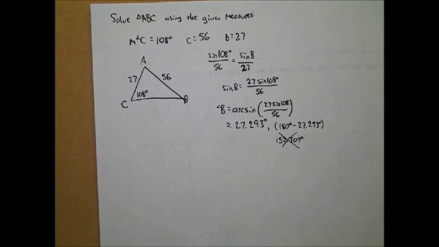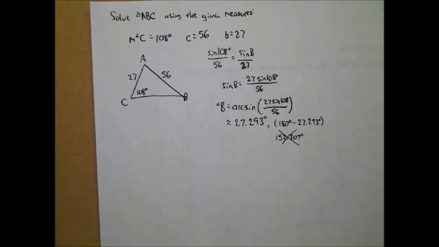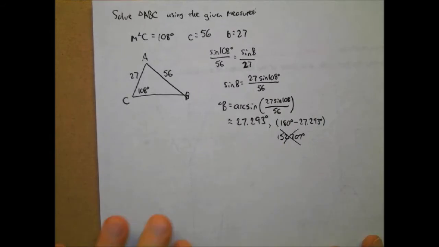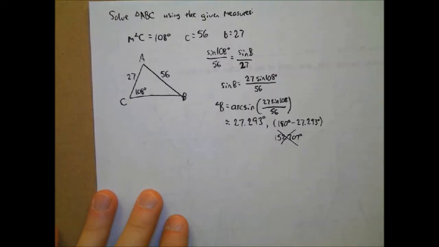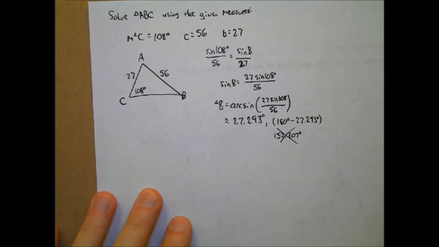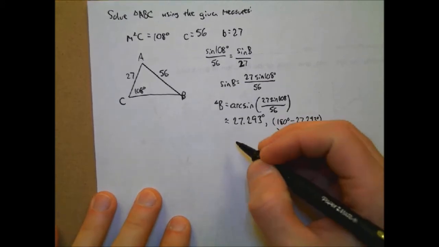Now, that is called the ambiguous case with the law of sines. It'll be very rare that you're going to run into this scenario where you're going to have more than one triangle. Most of the ones that I assign to you will end up being just one triangle, where it's just that 27.293. So don't worry too much about it, but I did want to show it to you here because it is worth knowing. So anyway, now we'll continue with this line of thinking here.